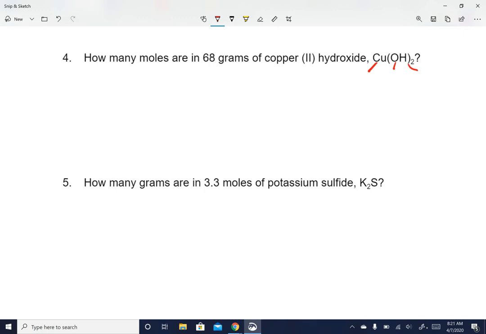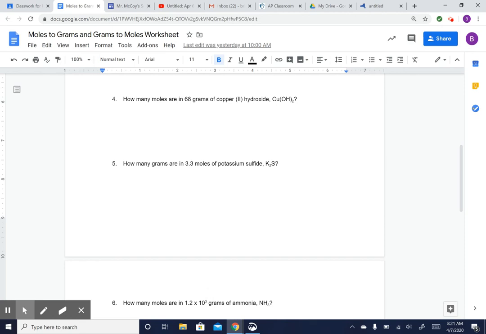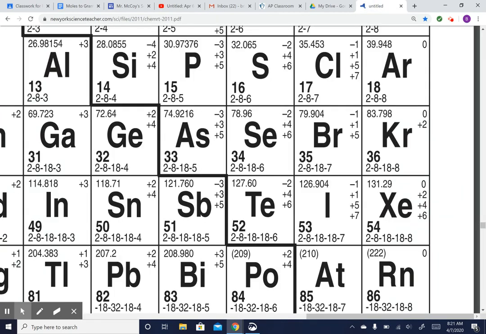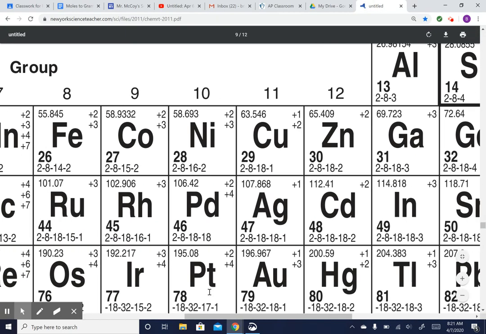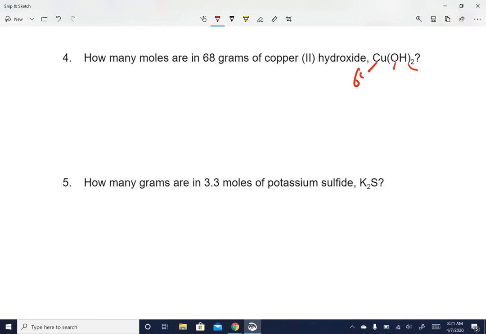I'm not going to show each number. Maybe I will, we'll see. All right, back to this. Copper is 63.546, so 63.5, that's 64 grams per mole. So copper is 64 grams per mole.